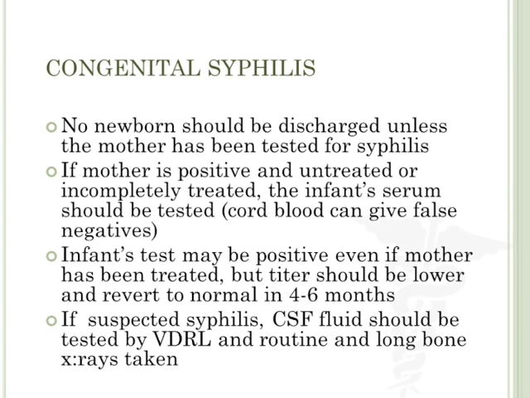But if the mother is positive, untreated, or incompletely treated, the infant serum then needs to be tested. You don't test cord blood because you may get false negatives from that. The antibodies may not be there. If the infant's test is positive, even if the mother's been treated, the titer of the infant should be lower and should revert to normal over 4 to 6 months. If there's any question, it's always safer to treat the baby, but if it has definitely a lower titer, the baby may not be actively infected.